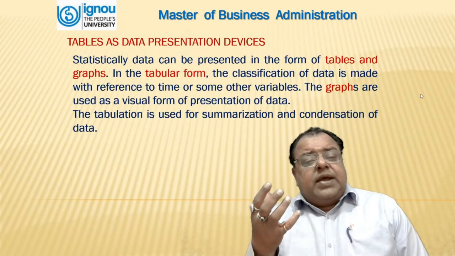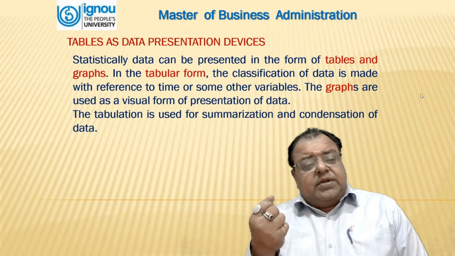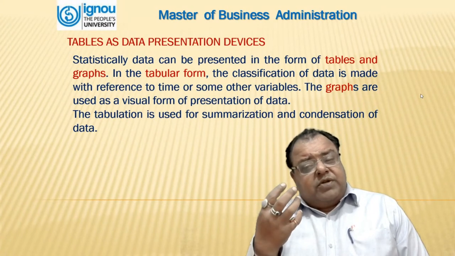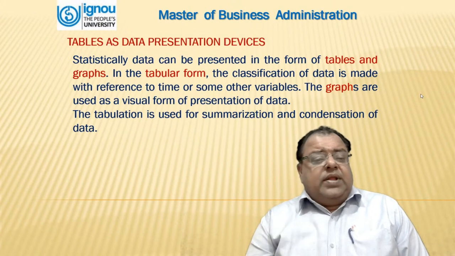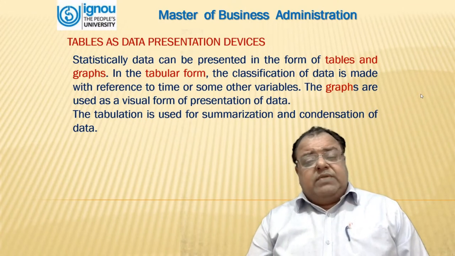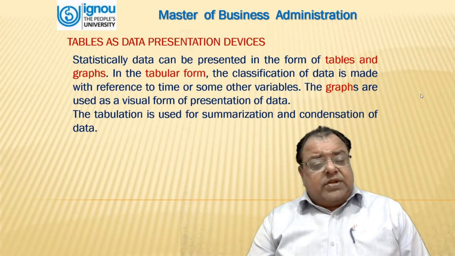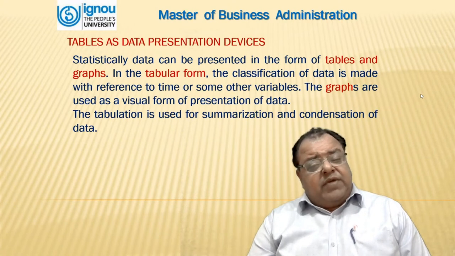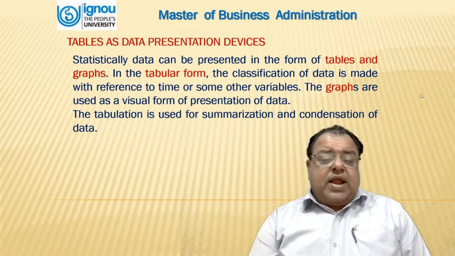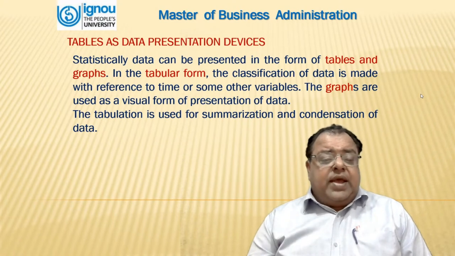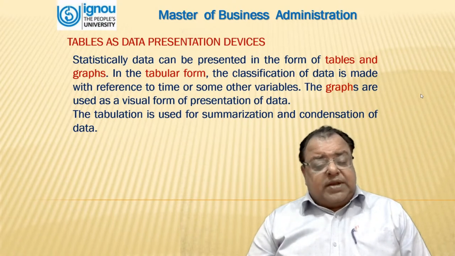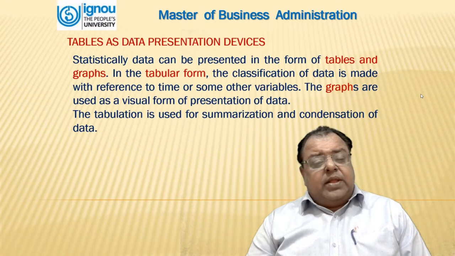Now, tables as data presentation devices. Statistical data may be presented in the form of tables and graphs. In the tabular form, the classification of data is made with reference to time or some other variables. The graphs are used as a visual form of presentation of data. The tabulation is used for summarization and condensation of the data.